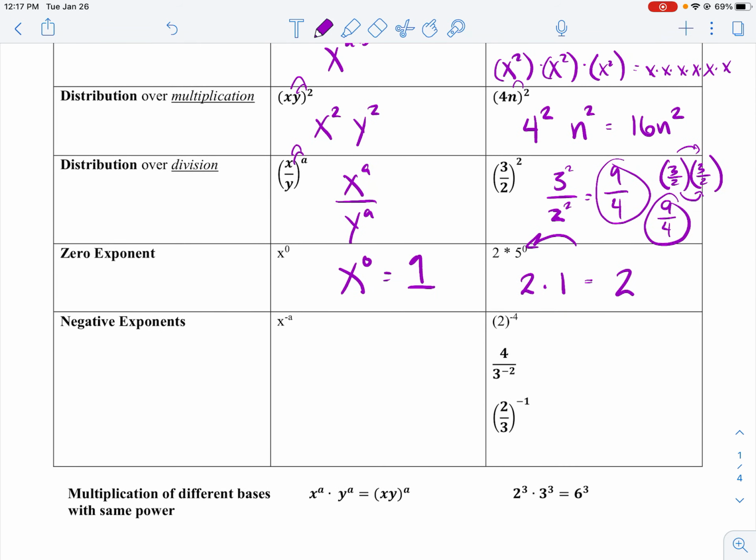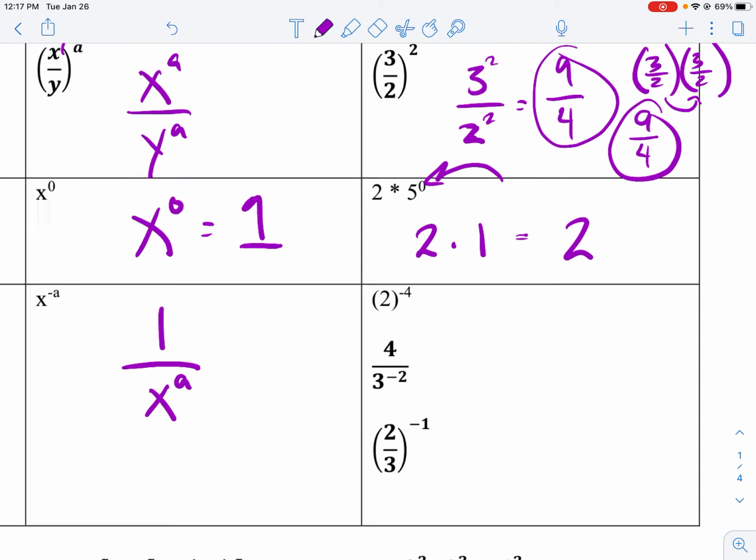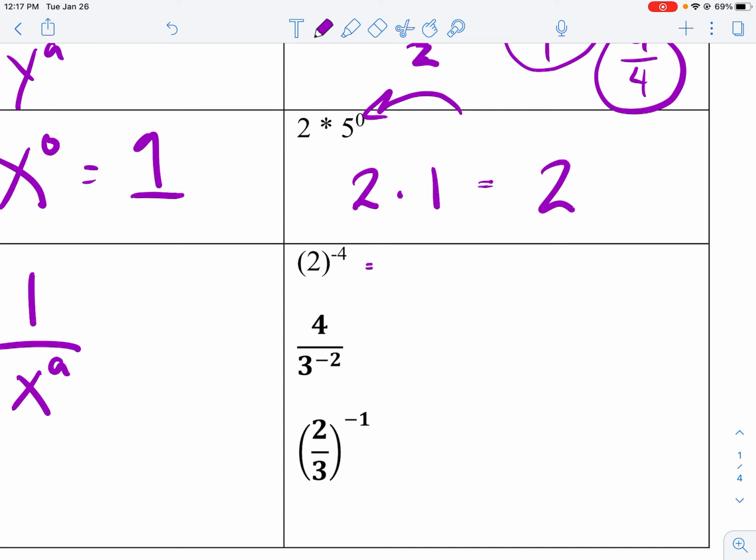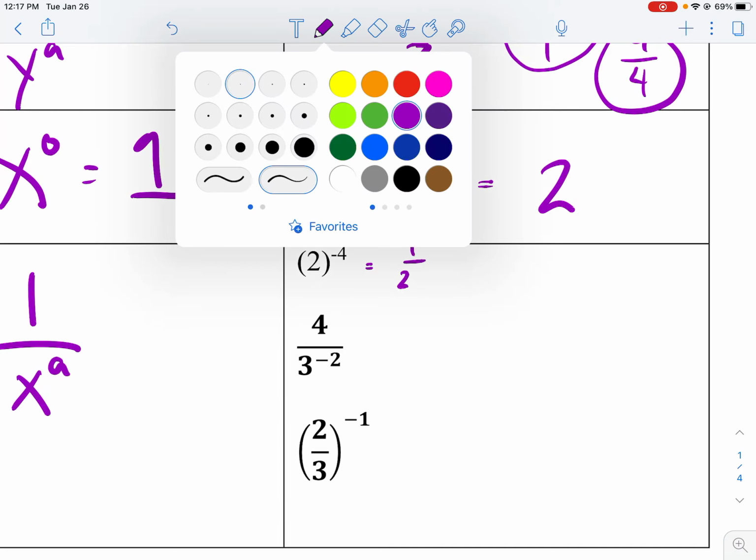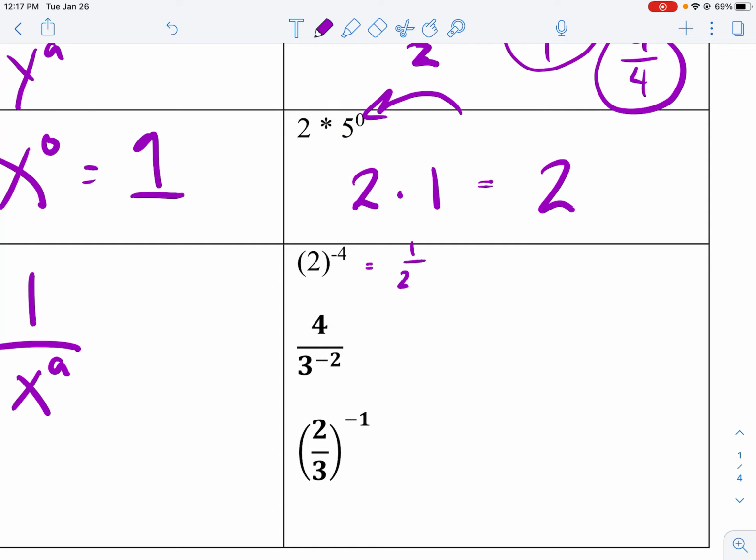Okay, and then finally, last but not least, anytime you got something raised to a negative power, you put it in the denominator and you raise it to whatever power that you have there. Okay, so in all of these cases here, let me zoom in here. All right, this is going to be 1 over 2 raised to the 4th power. This is going to be 4 over 1 over 3 squared. And this is equal to 2 raised to the negative 1 over 3 raised to the negative 1.